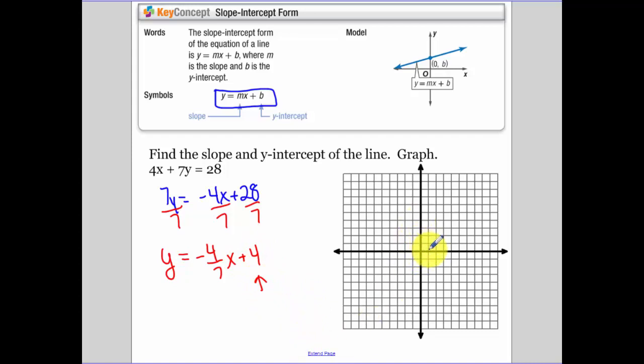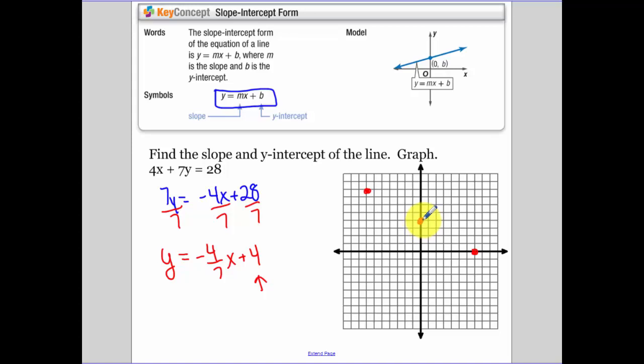So I go up to 4, and now I count out my slope. So I can count down 4, 1, 2, 3, 4, and then to the right 7. I went down, which takes part of the negative, and then to the right 7. I can also go up 4 and left. Left tells me my negative part of my slope, 7.